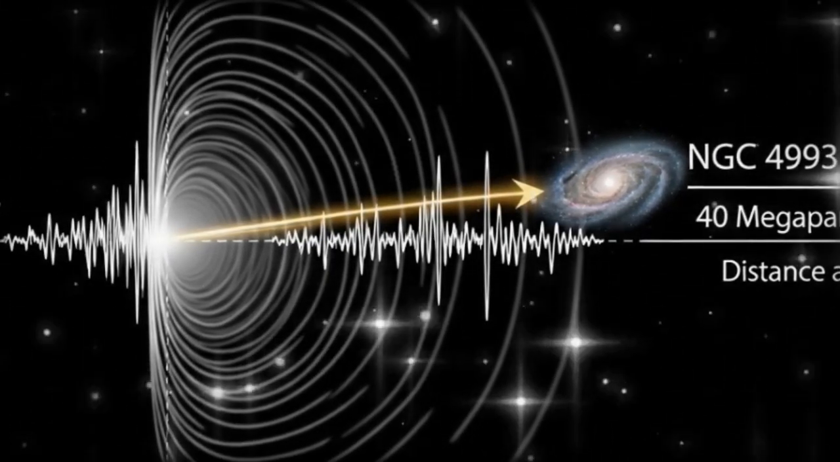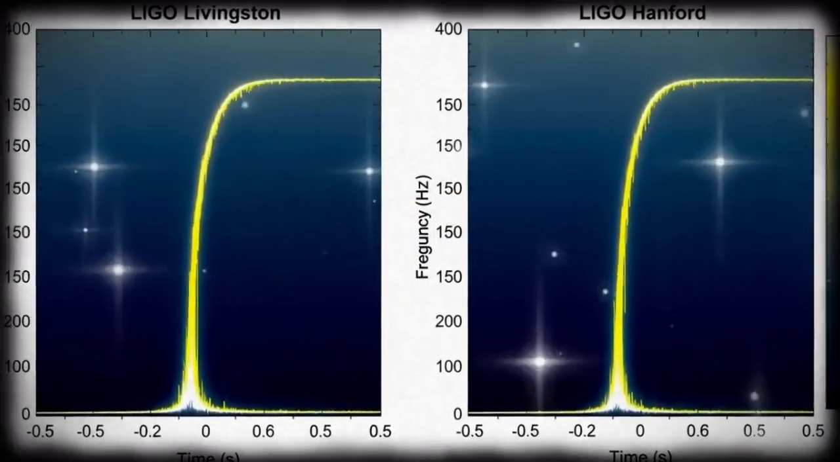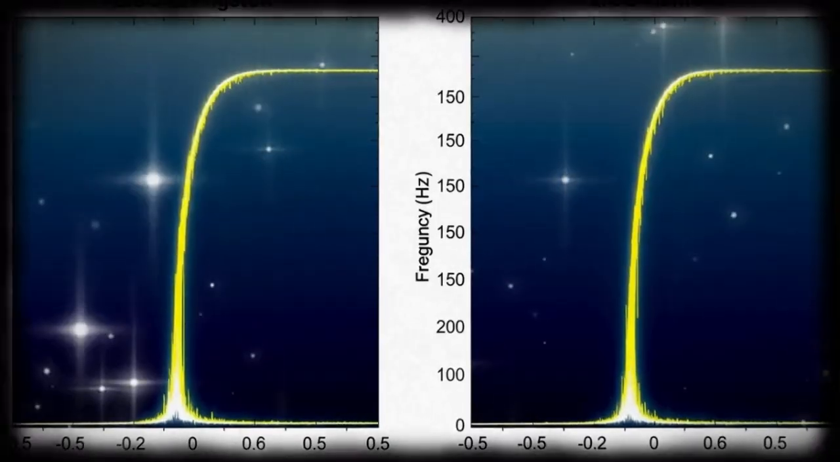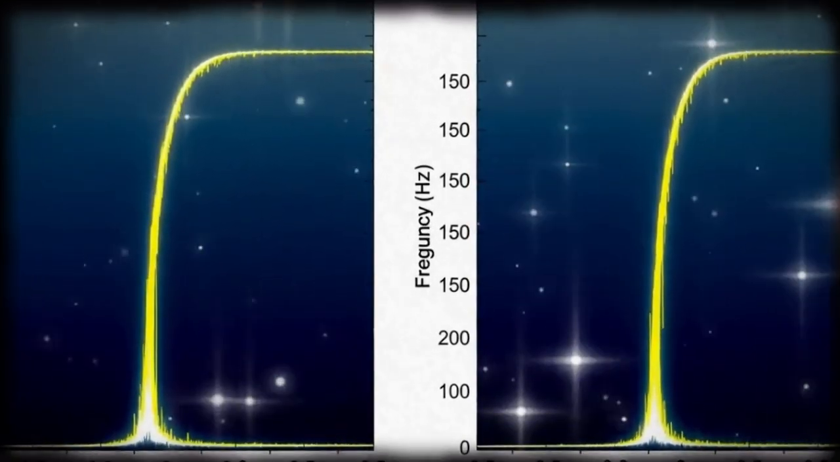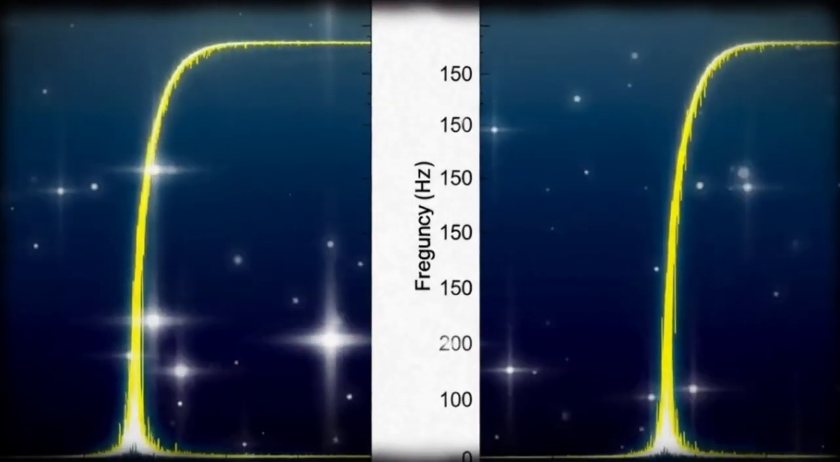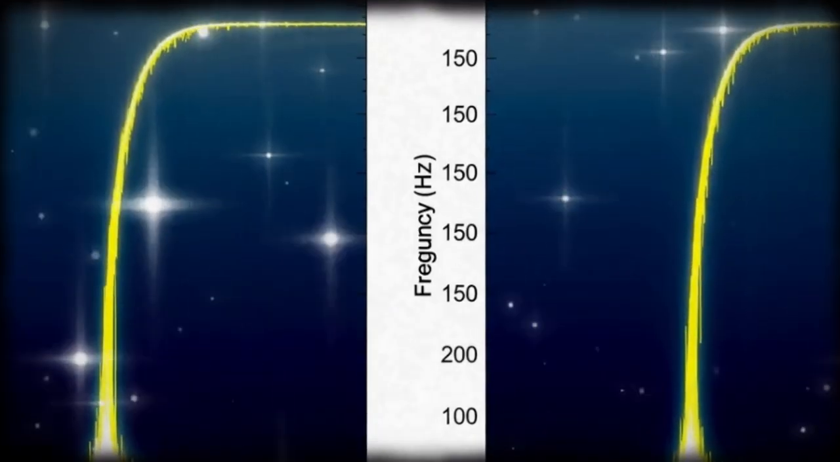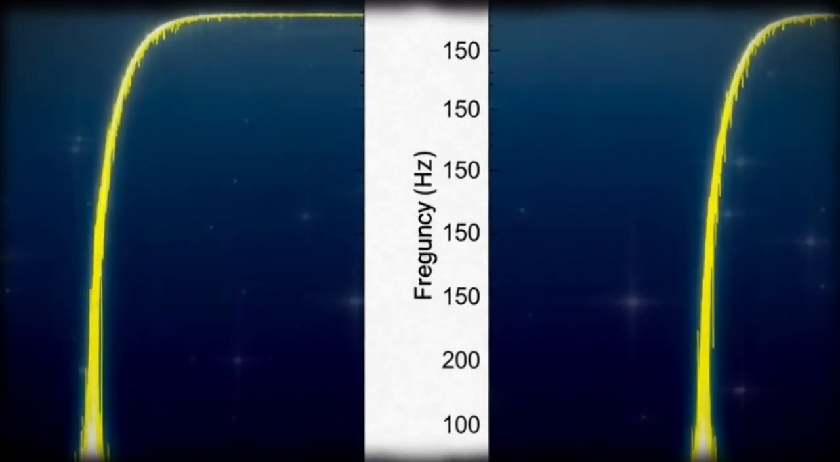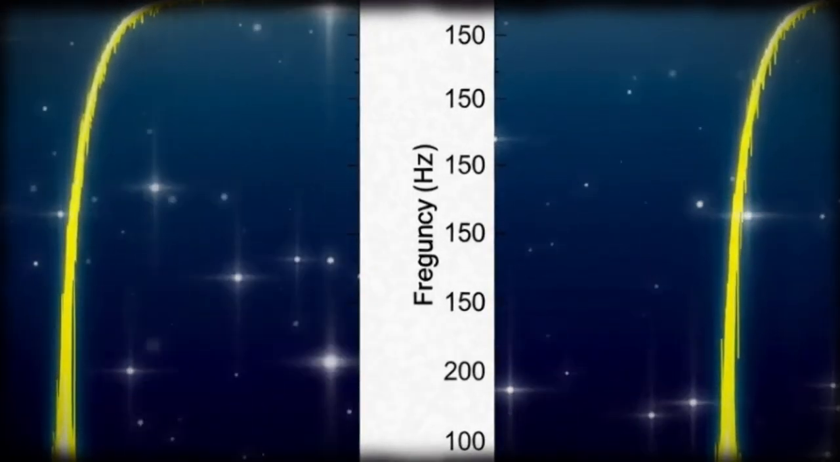This combination of the intrinsic properties determined from the waveform shape and the distance determined from the amplitude is called the gravitational wave standard siren method, and it is one of the most powerful features of gravitational wave astronomy. Unlike electromagnetic standard candles, gravitational wave sources are self-calibrating, requiring no external calibration through a cosmic distance ladder.